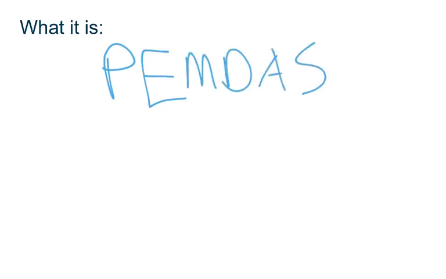Now, mathematically speaking, order of operations is not quite that exciting. It's an acronym, which is a word in which each letter stands for something else. So, P stands for parentheses. E stands for exponents. M is multiplication. D is division. A is addition. And S is subtraction. And what it is, it's a guideline.